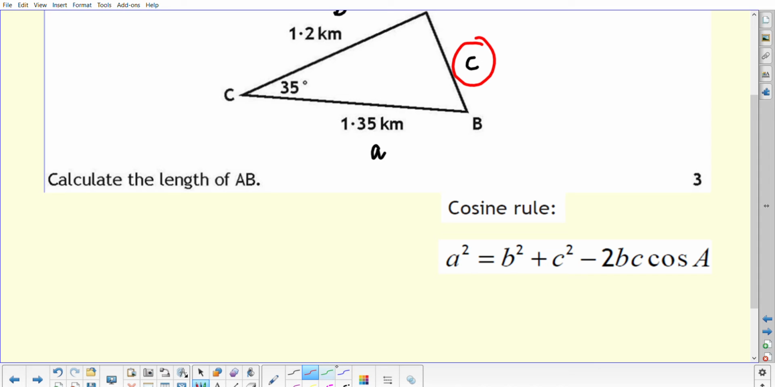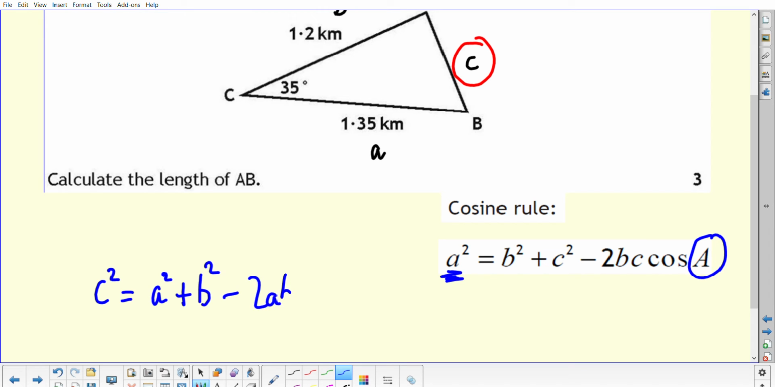So we would want it written out so that we're trying to work out C squared. And remember that the lowercase letter matches the capital letter angle that's at the end. All the other letters in between are from the other sides. So for us, that's going to be A and B. So C squared will be equal to A squared plus B squared minus 2AB, and then you've got cos C.